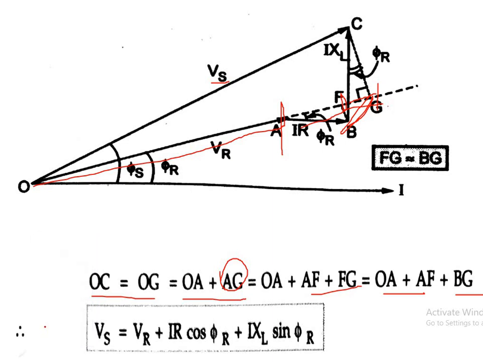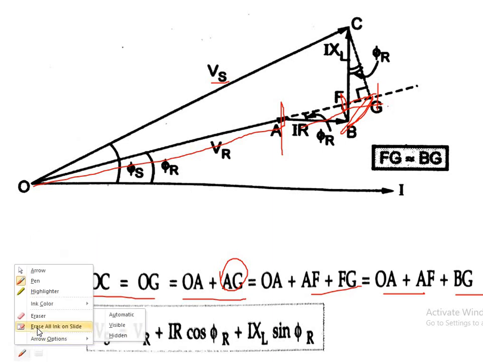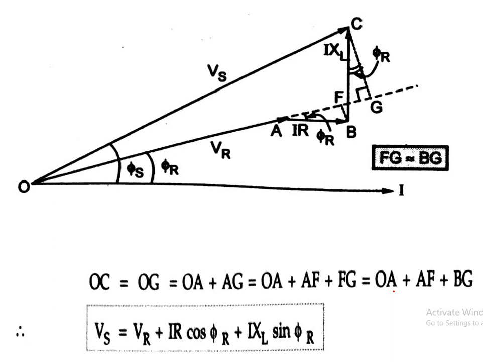Here just observe: OA is nothing but VR. AF is nothing but the component IR cos phi r, that is AB into cos phi r. BC is nothing but I XL sin phi r.